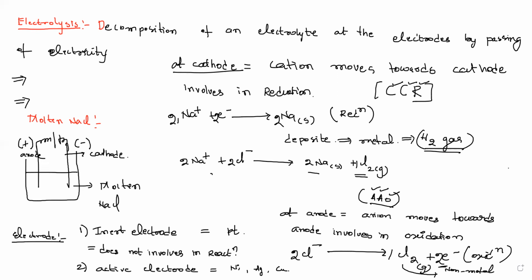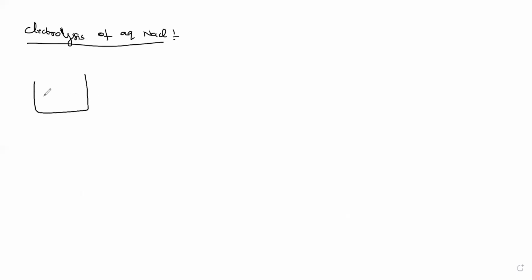Then we see the electrolysis of aqueous NaCl. Aqueous NaCl means NaCl is first dissolved in water, and we arrange the same process. That's why we are taking aqueous NaCl. Then two electrodes are arranged. Again, we are arranging the same platinum electrode. This is also a platinum inert electrode.